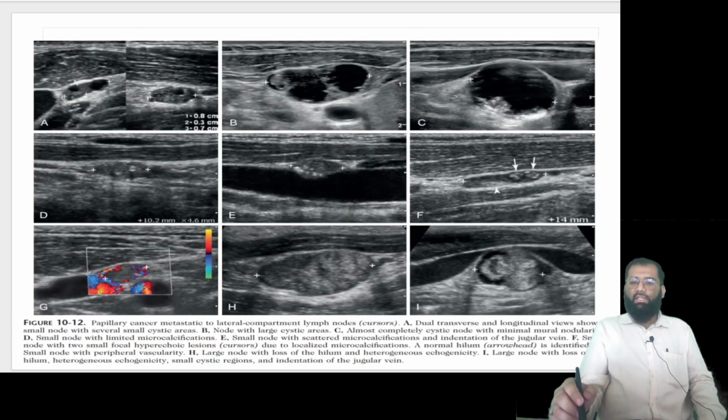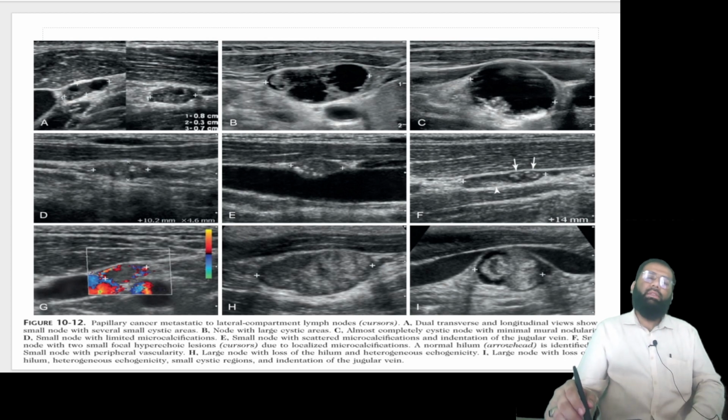Now, very important. In the next slide, I'll be discussing the various important types of lymph node appearances on ultrasound. So let us come to this image. You have 9 different images, and this will clear everything about how the lymph nodes appear in papillary CA. So now you look here in image A. Let us start from A.